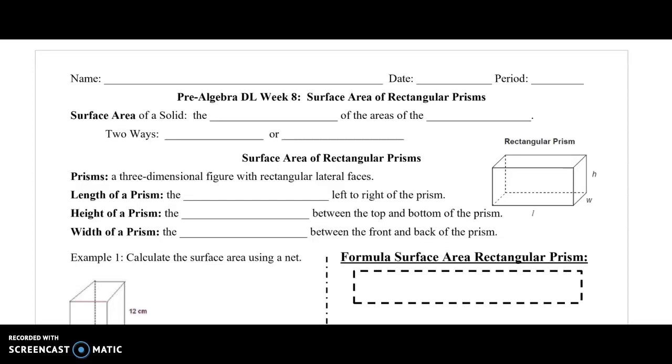Hey guys, so we are getting started with week 8 of our distance learning. Today we're going to be talking about the surface area of rectangular prisms. So we've done perimeter, area, volume, and now we're looking at surface area. So this is going to be for 3D figures.